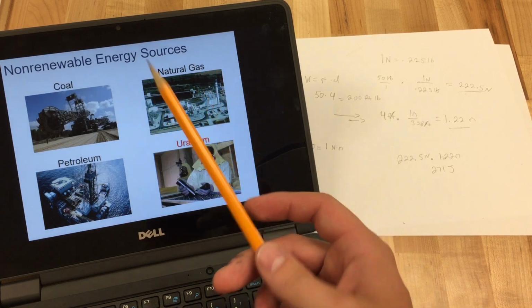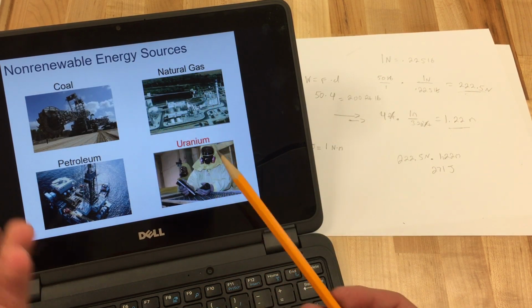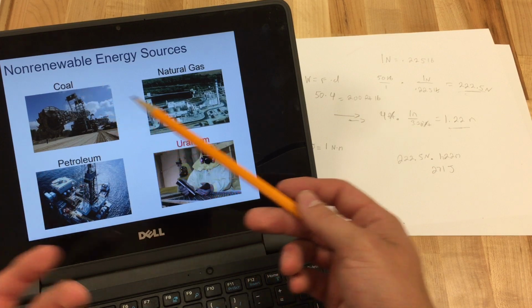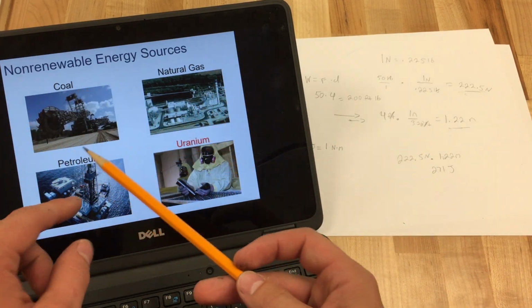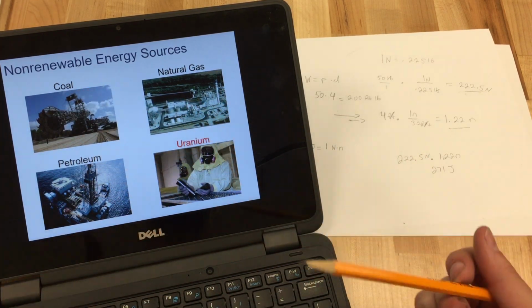Okay. Non-renewable is something that we cannot replace. So coal. We only have so much coal in the world. We only have so much natural gas, petroleum, uranium. All right, there's only so much of it.